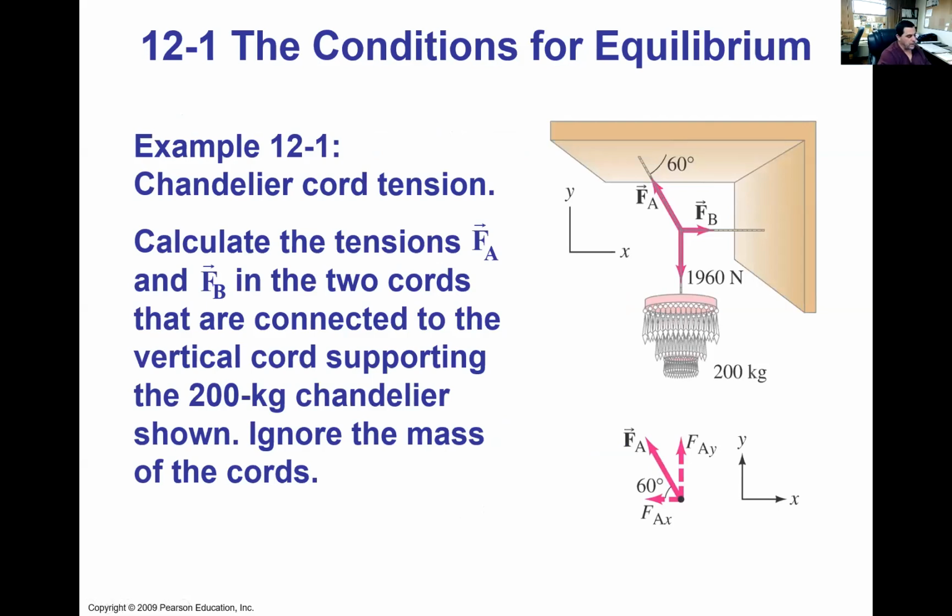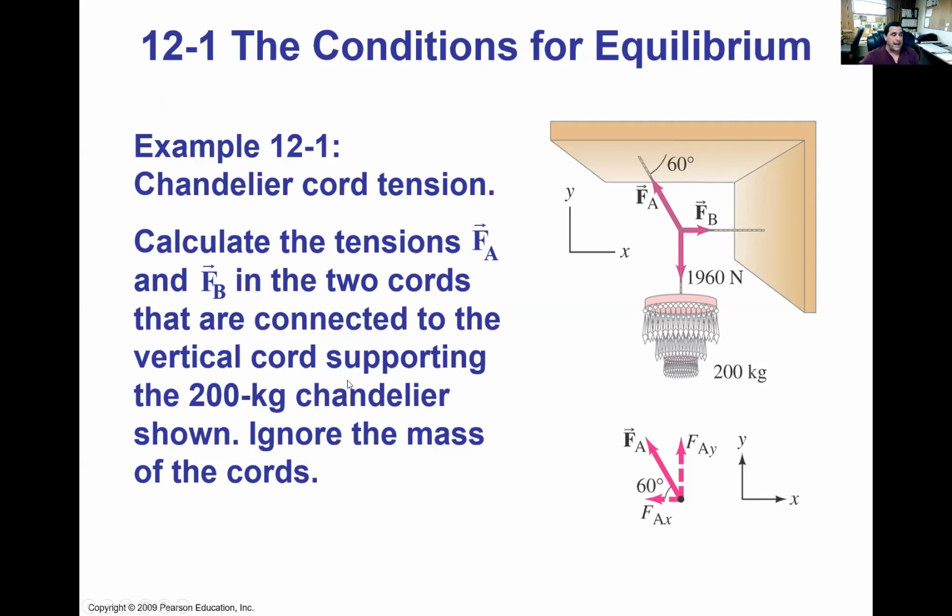Let's do an example here. One of the things we're going to talk about as we go with these problems is reaction forces. We're not really looking at, in this example, the reaction force of the cord at the wall, but we will get into that in a little bit. What we're looking at here is the tensions in these cords. They want us to calculate the tension in cord A and cord B, calling them FA for force A and FB for force B, that are connected to the vertical cord supporting a 200 kilogram chandelier.